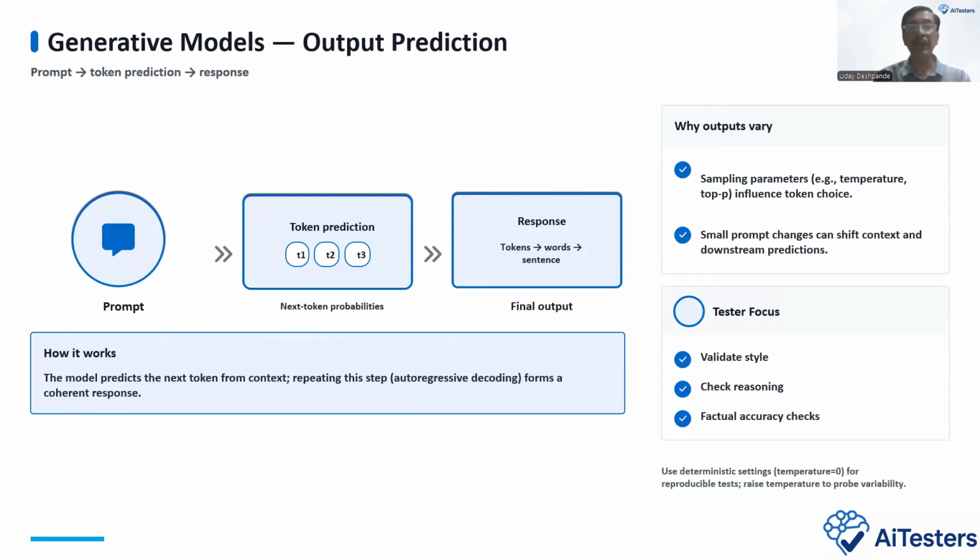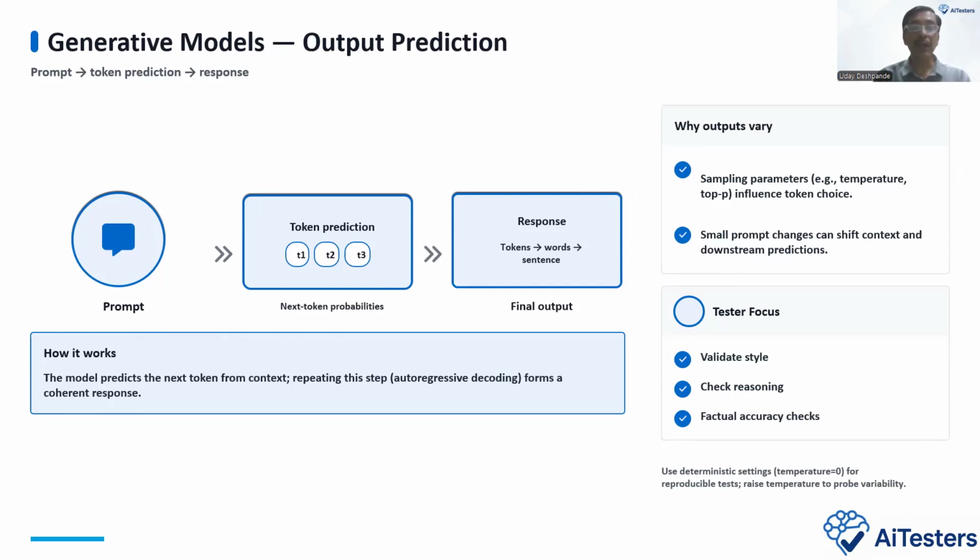Generative models, output prediction. Generative models work by predicting the next token based on context, then repeating that process to build a full response. Because the prediction is probabilistic, outputs can vary depending on sampling settings such as temperature and top-p. Even small prompt changes can alter downstream results.